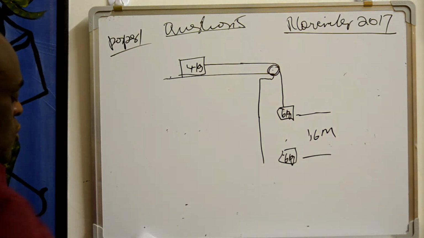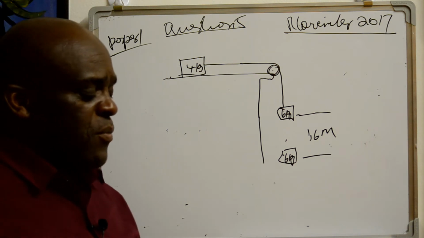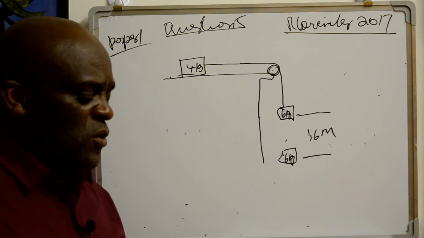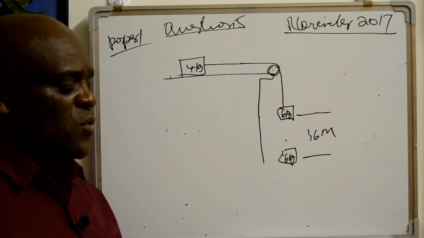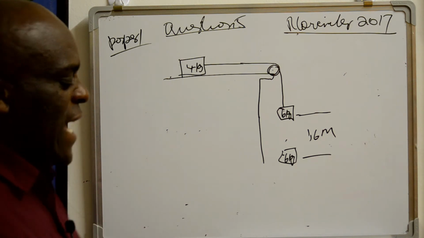Right, here is the scenario. I think now we'll be dealing with change. Here is the block. In the diagram below, a 4 kg block lying on a rough horizontal surface is connected to a 6 kg block by an inextensible string passing through a frictionless pulley. Initially, the blocks are held at rest.